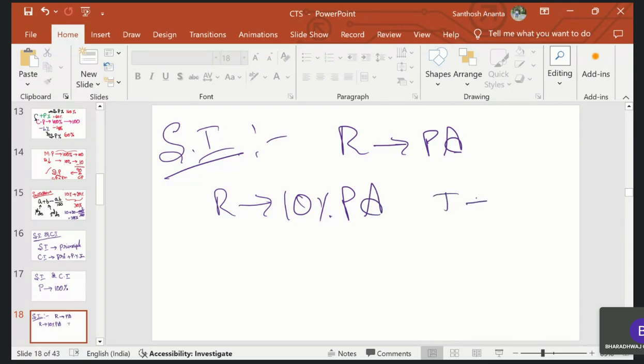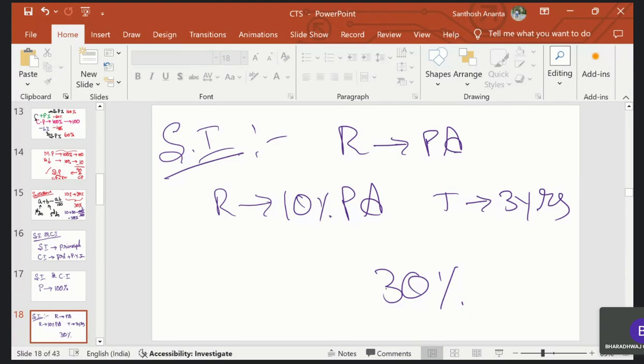Time period is 3 years. Find the overall rate of interest. For 1 year it is 10%. What is the time period? 3 years. For 1 year it is 10%, so for 3 years it will be 30%. The overall interest is 30%.